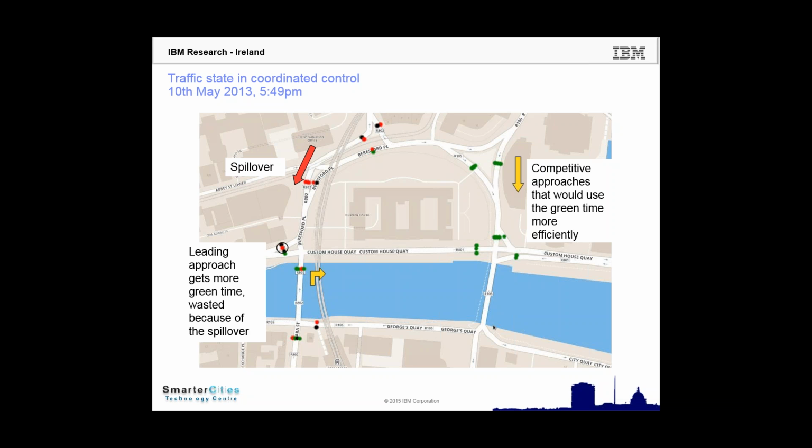So the main insight from this example is that there are other competitive approaches, marked here with yellow arrows, that could have used the green time much more efficiently than the other approach. If we had given more green time to these approaches, this green time would actually have been used. And so this is an example to show the waste of green time that can happen if the wrong control strategy is deployed.